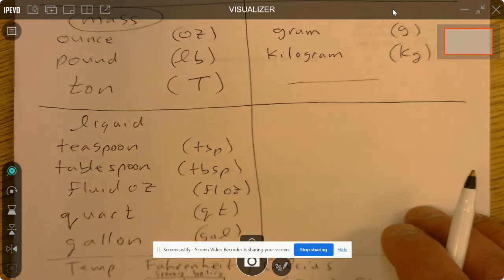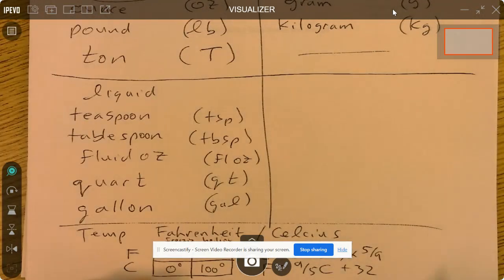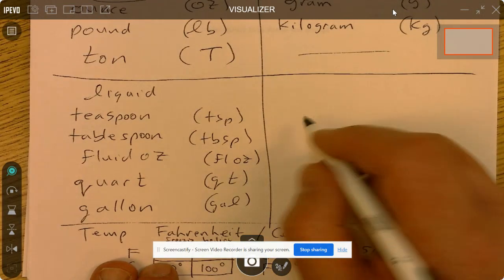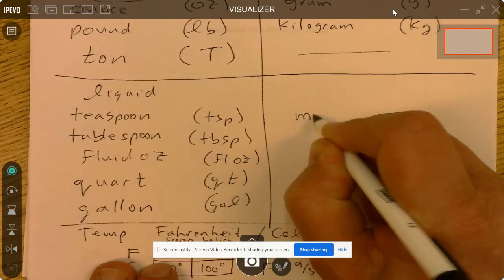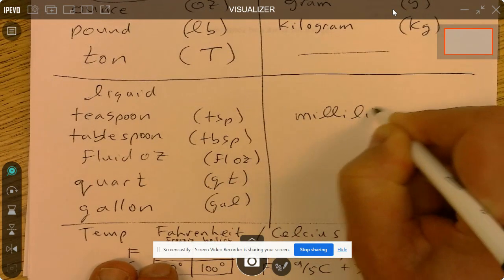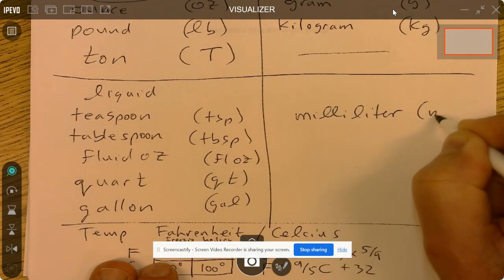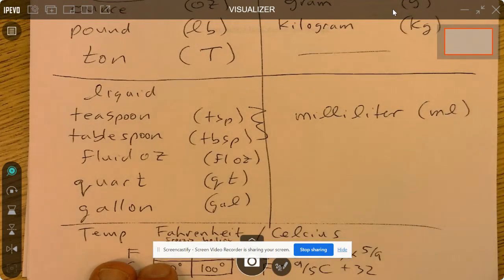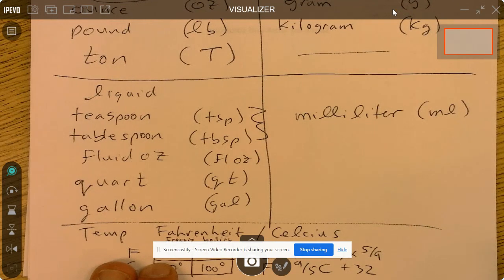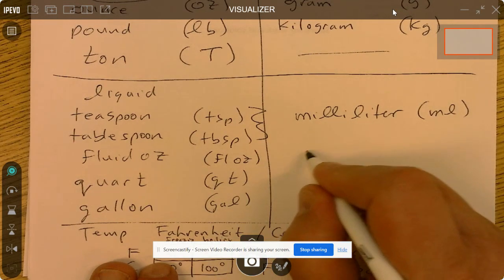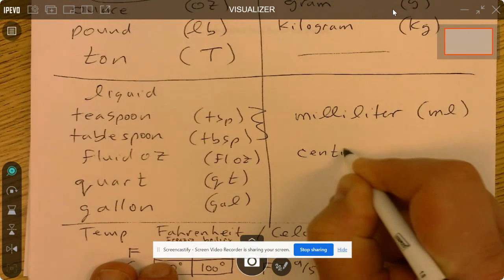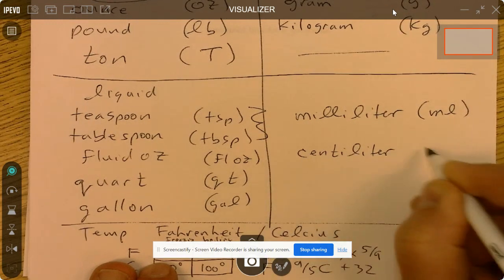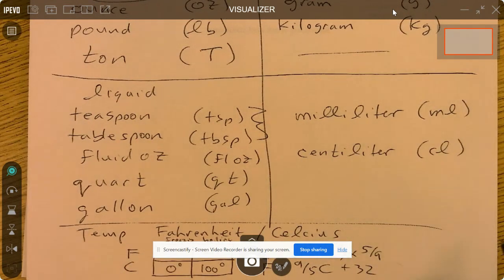As we go down through the list of liquids from smallest to biggest, small liquids can be measured in milliliters, otherwise known as mL. That would be both for tablespoon and teaspoon. A fluid ounce could be considered a little bit bigger, which we'll call a centiliter. Not used very often, but it could come up.